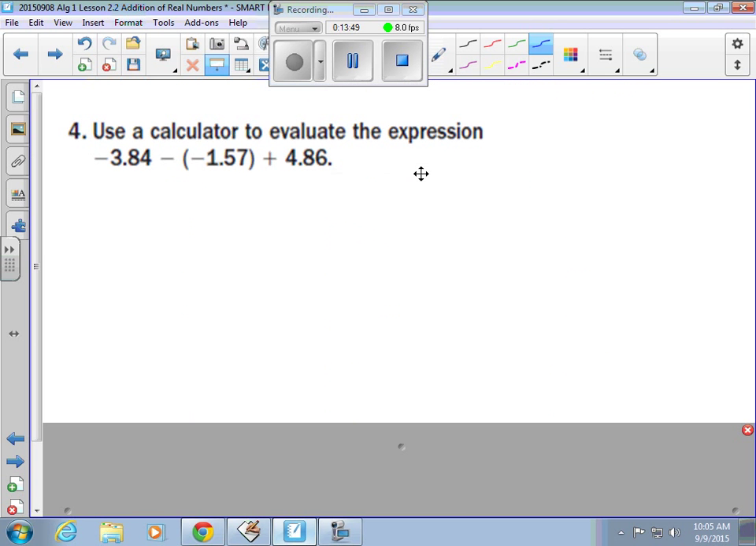And then we're not going to do 4 either. So that'll be it.